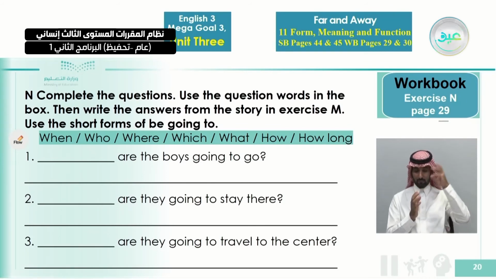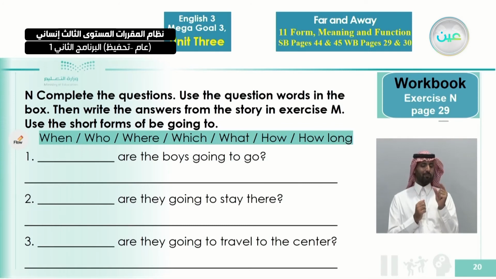Complete the questions, use the question words in the box. Then write the answers from the story in the exercise M. Use the short answers of be going to. It is similar to the exercise that we answered a while ago in our student's book. So you use the WH questions here when you want to ask about time, who, a person, where is a place, which is a thing also, what is asking about a thing as well, how is about a method or a way, and how long is about the period of time. Okay, or also you can ask about the distance.